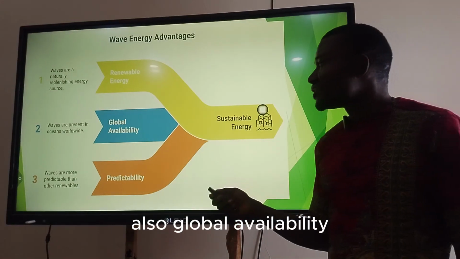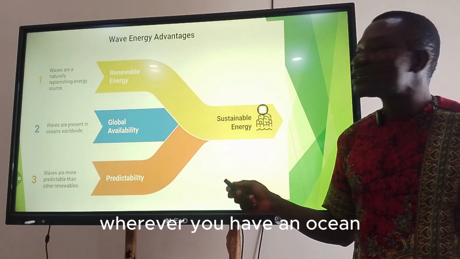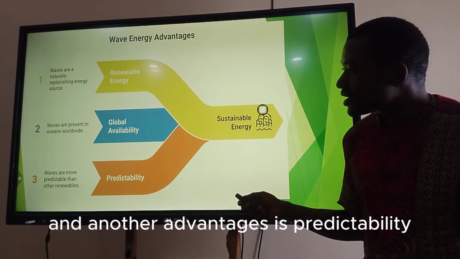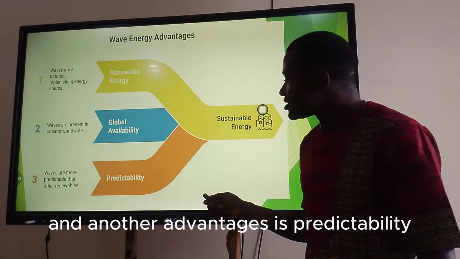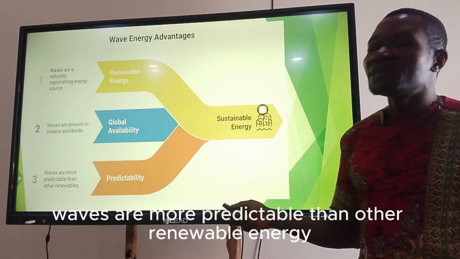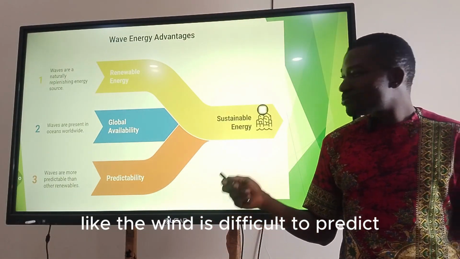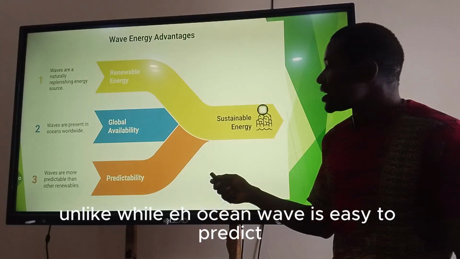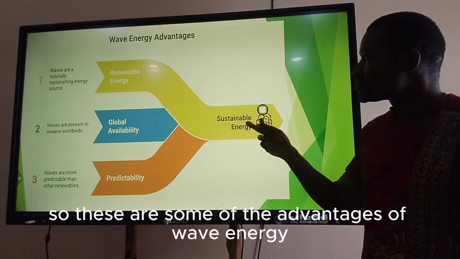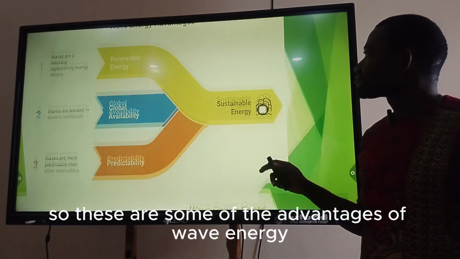Also, global availability. Ocean waves are present in oceans worldwide. Wherever you have an ocean, there are ocean waves. And another advantage is predictability. Waves are more predictable than other renewable energy. Other renewable energy like the wind is difficult to predict, while ocean wave is easy to predict. So these are some of the advantages of wave energy.